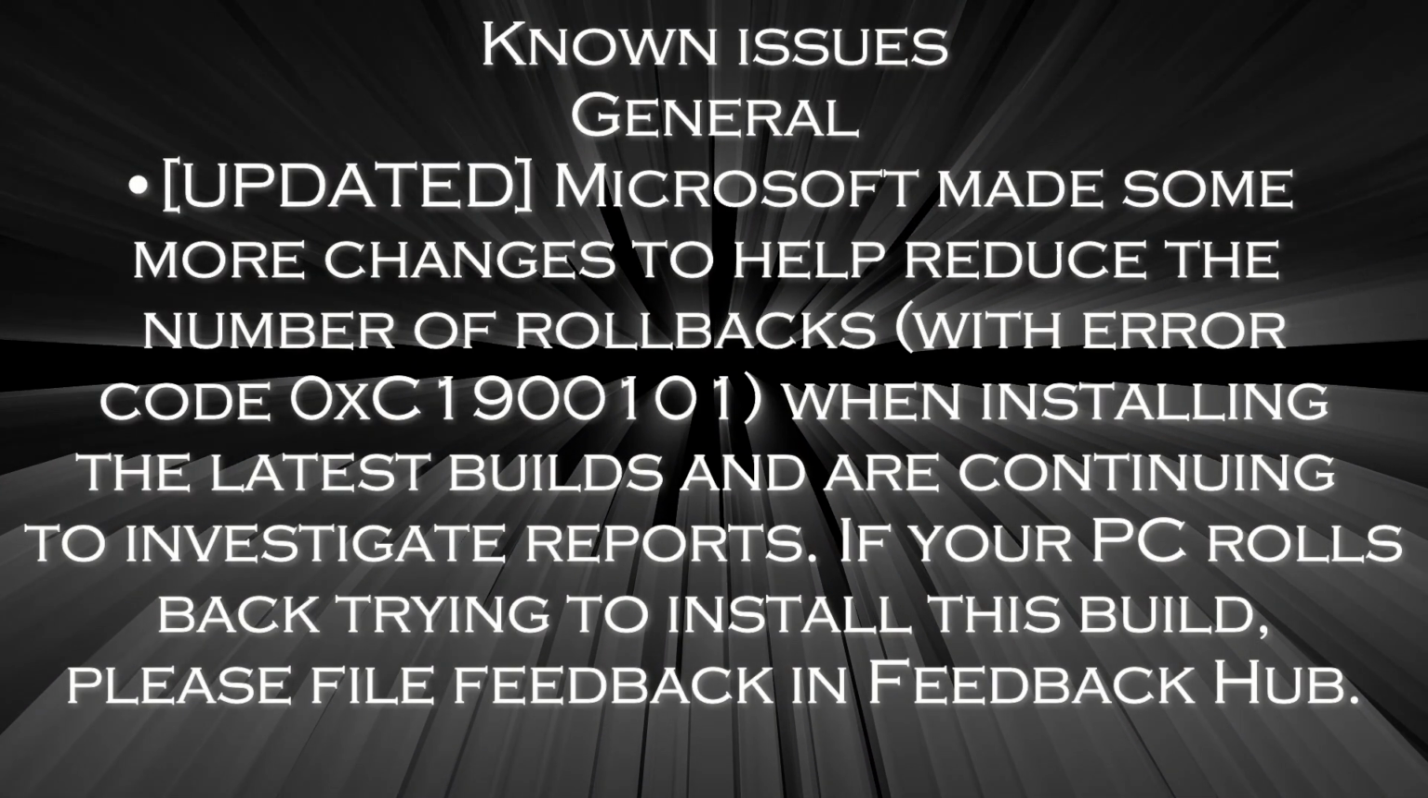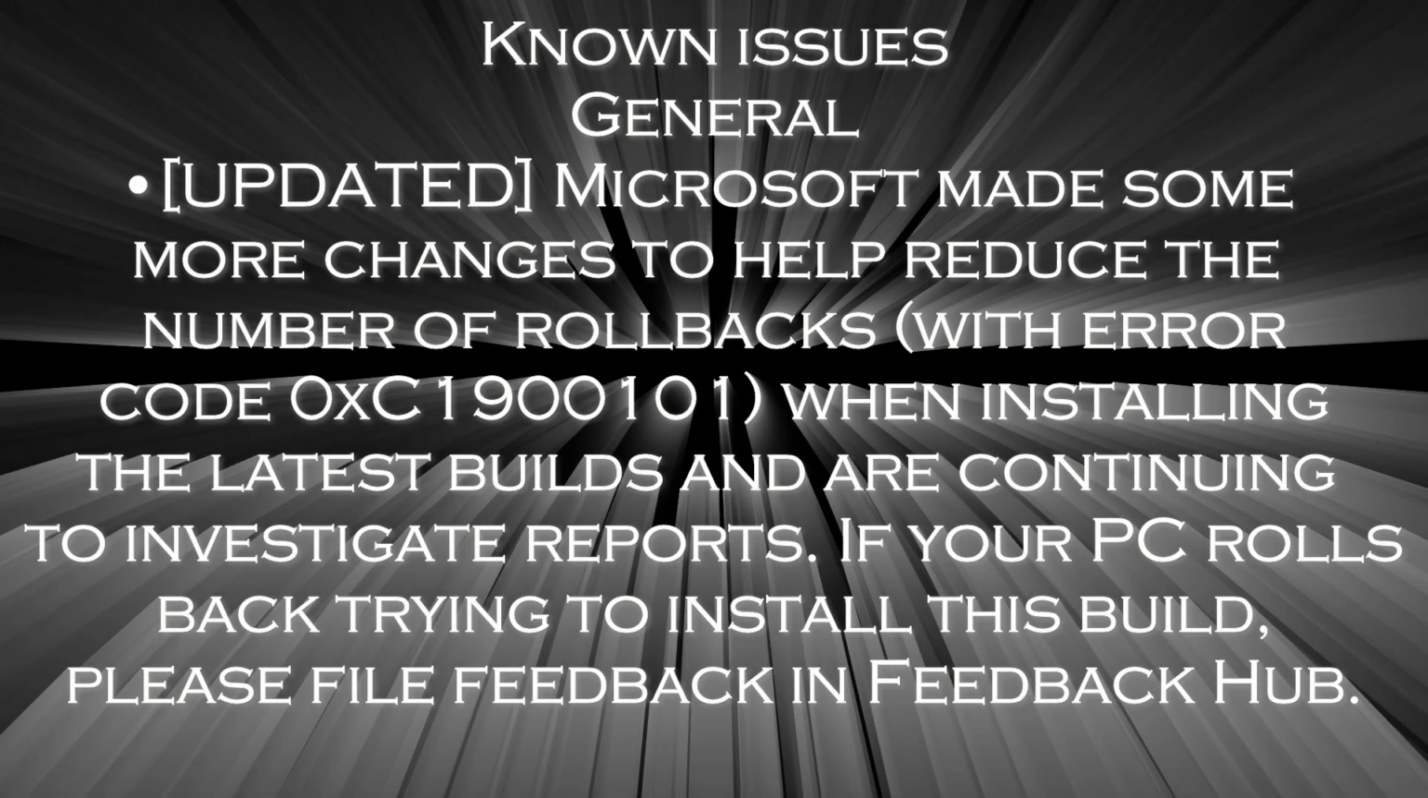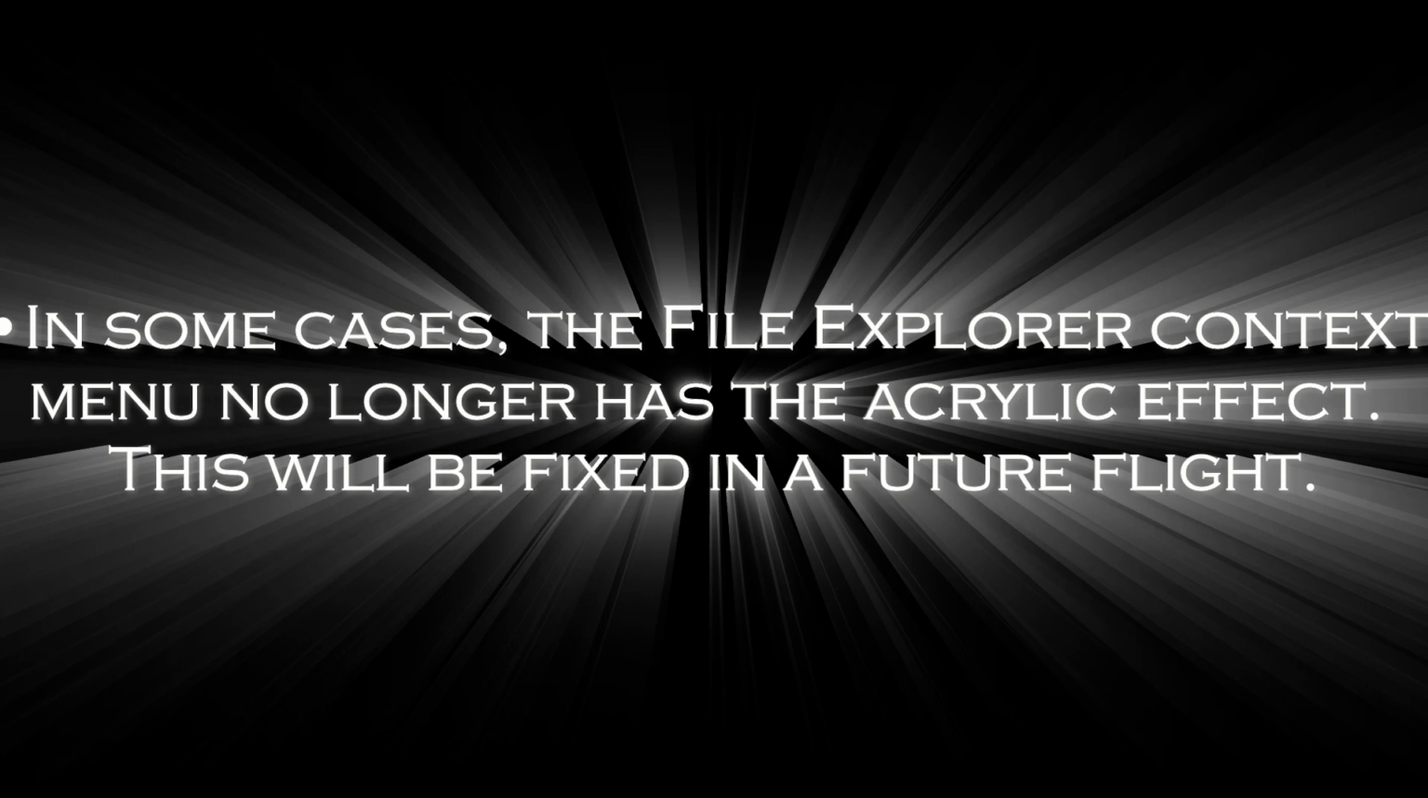Known issues. General. Updated. Microsoft made some more changes to help reduce the number of rollbacks, with error code 0xC1900101, when installing the latest builds and are continuing to investigate reports. If your PC rolls back trying to install this build, please file feedback in Feedback Hub. In some cases, the File Explorer context menu no longer has the acrylic effect. This will be fixed in a future flight.